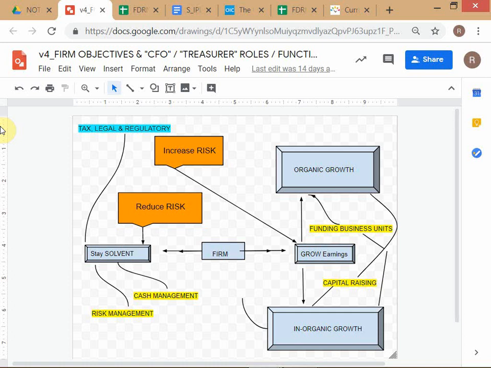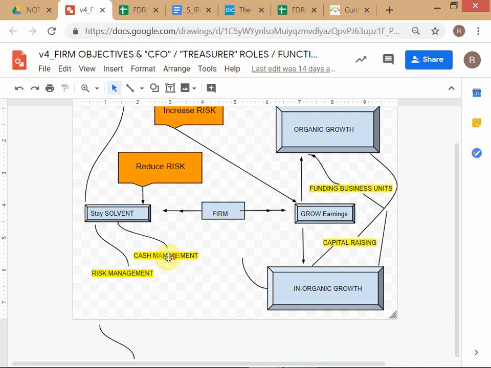Through this portrayal of the firm and its conflicting objectives, you are seeing the role of the CFO. What the CFO does, obviously on the stay solvent side, is take care of all tax, legal, regulatory matters. But these jobs are not given to MBAs, they are given to professionally qualified lawyers, accountants, etc.